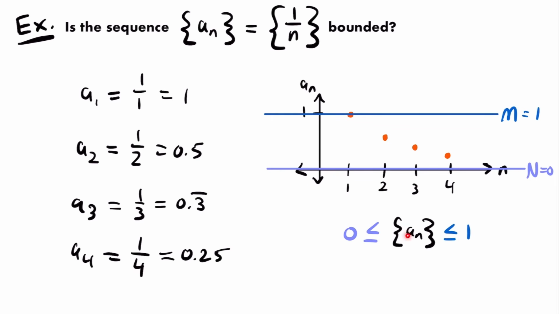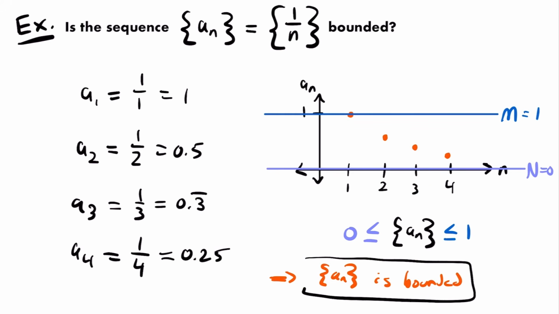All right, so our sequence a sub n, or 1 divided by n, is bounded above by 1 and bounded below by 0, and since it has both an upper bound and a lower bound, the sequence itself is bounded. Okay, and so we can conclude that a sub n is bounded. All right, that is the final solution to this example.